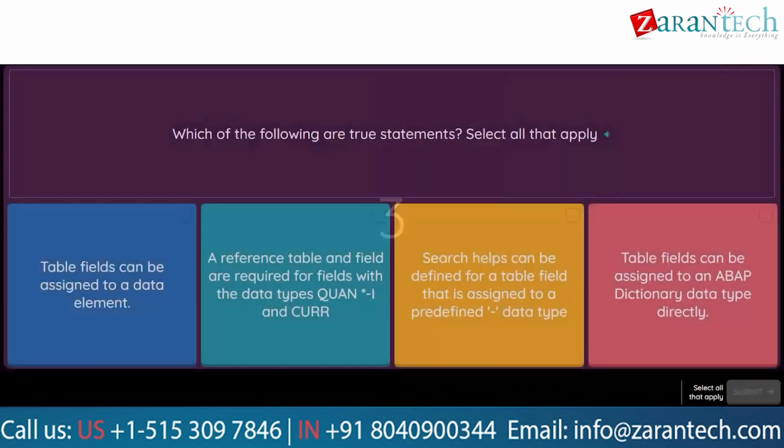Question: which of the following are true statements? Select all that apply. Option 1. Table fields can be assigned to a data element. Option 2. A reference table and field are required for fields with the data types QUAN and CURR. Option 3. Search helps can be defined for a table field that is assigned to a predefined data type. Option 4. Table fields can be assigned to an ABAP dictionary data type directly.